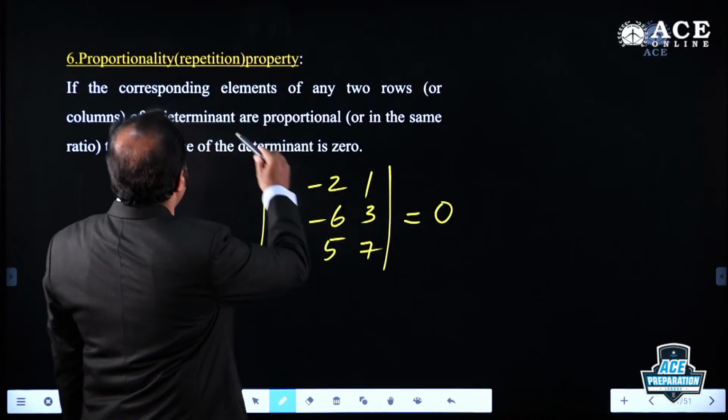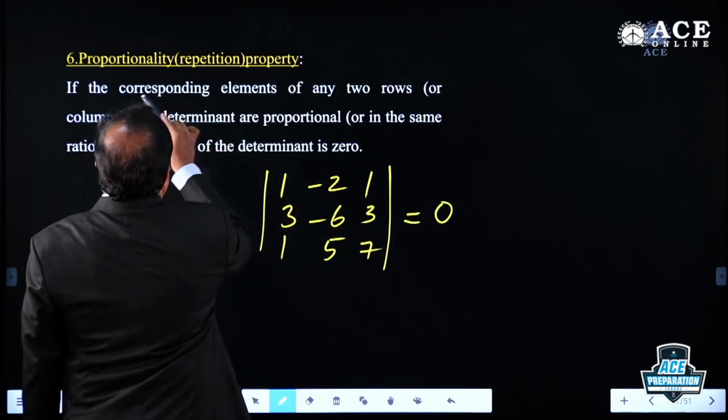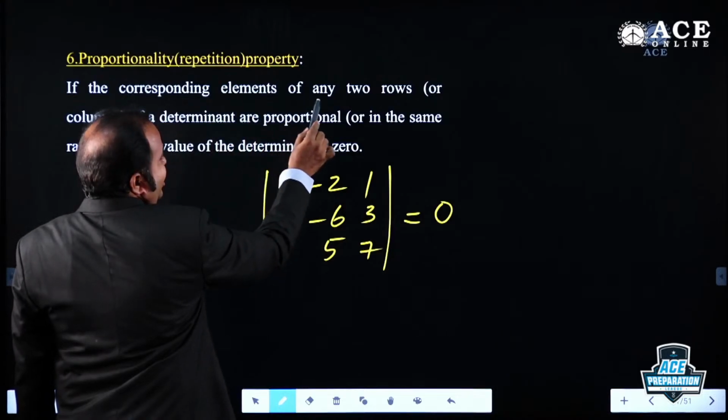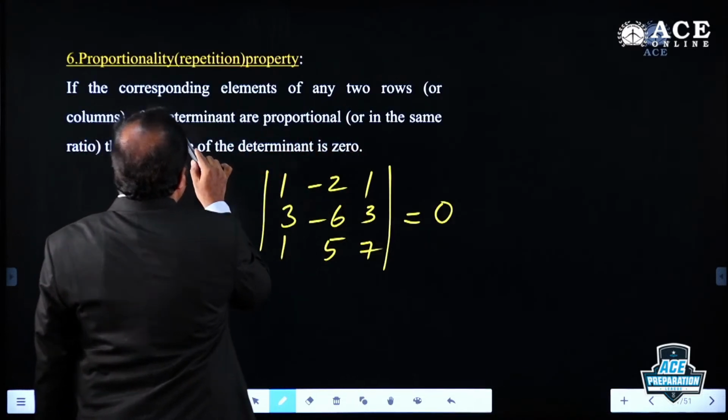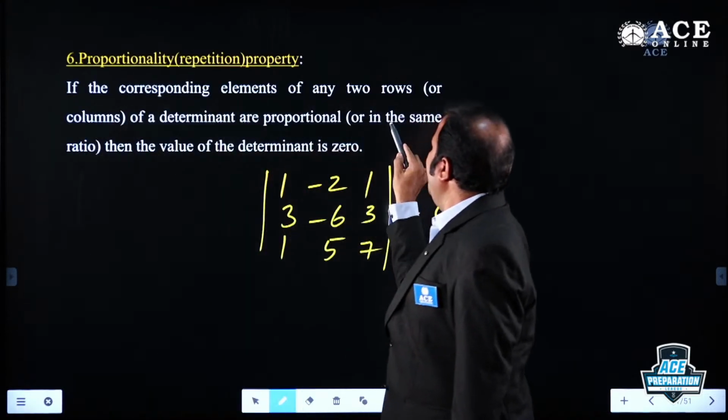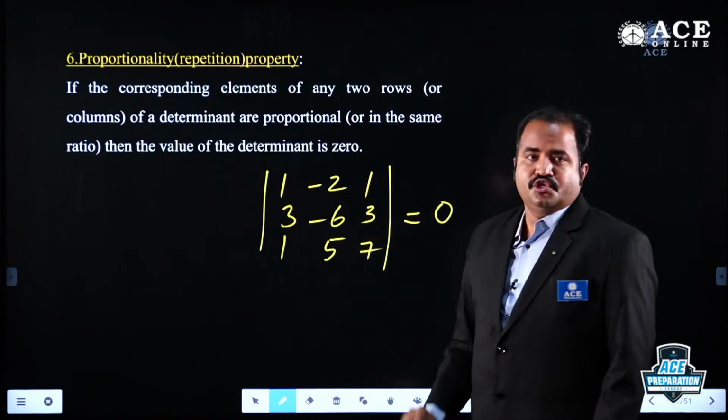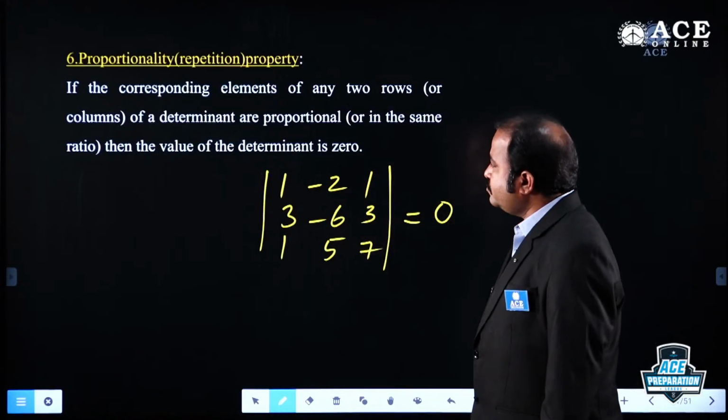So this is what property? Proportionality or repetition property. If the corresponding elements of any two rows of a determinant are proportional or in the same ratio, then the determinant is 0 only, right?